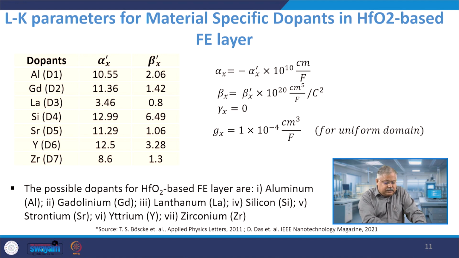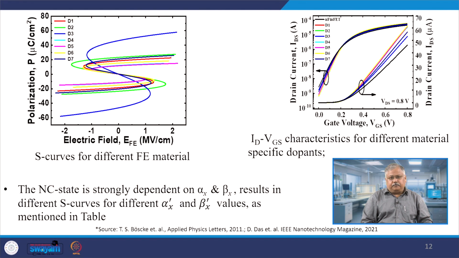Let me come to LK parameters for specific materials, and they are given on the left hand side. You can have a look at these material values of alpha x and beta x. These are experimentally determined values, and on the right hand side you will see the empirical relationships for alpha, beta and gx. People use a large amount of dopants, for example lanthanum, strontium, yttrium, zirconium, all used as dopant species.